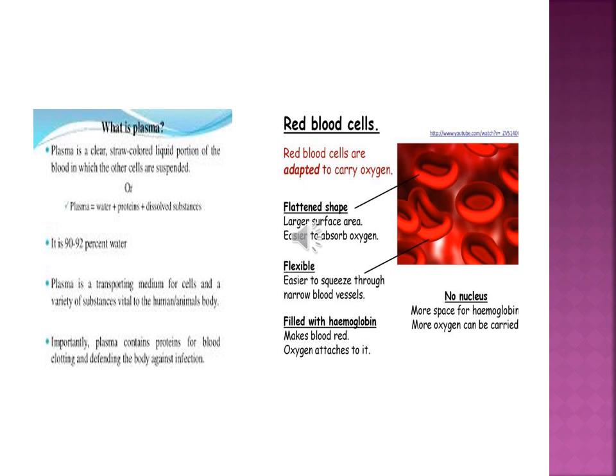They are produced in the red bone marrow of bones. You know where the bone marrow is? It is present inside the bones, and the red blood cells are produced there. Their average lifespan is about 120 days, and they look like a disc shape and are small in size.